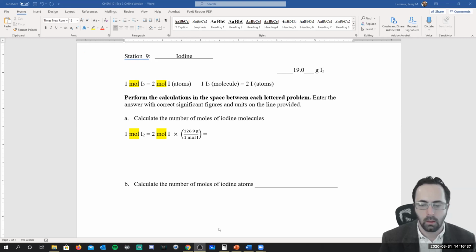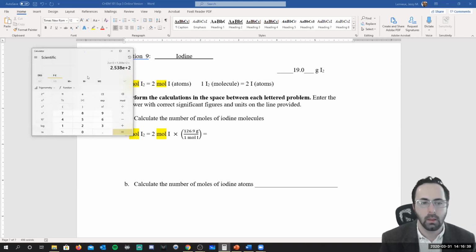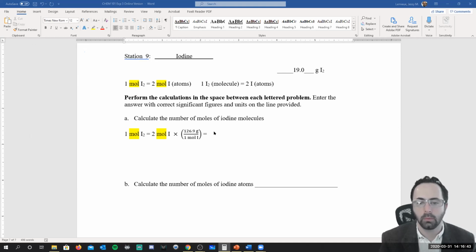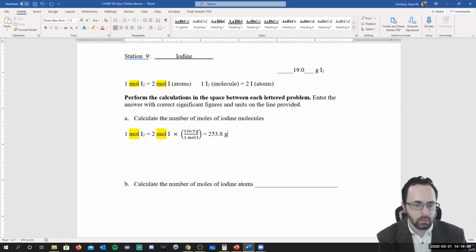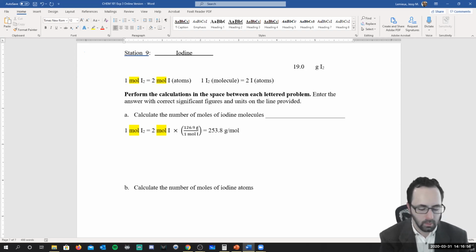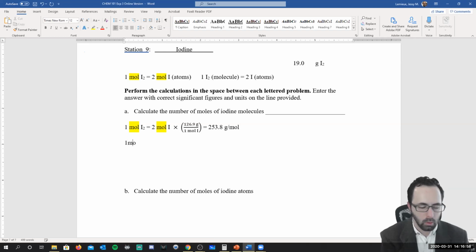My calculator. Come on, come back, calculator. Okay. I might want this in normal notation. 253.8 grams per mole. Or in other words, what we're saying is 1 mole of I2.